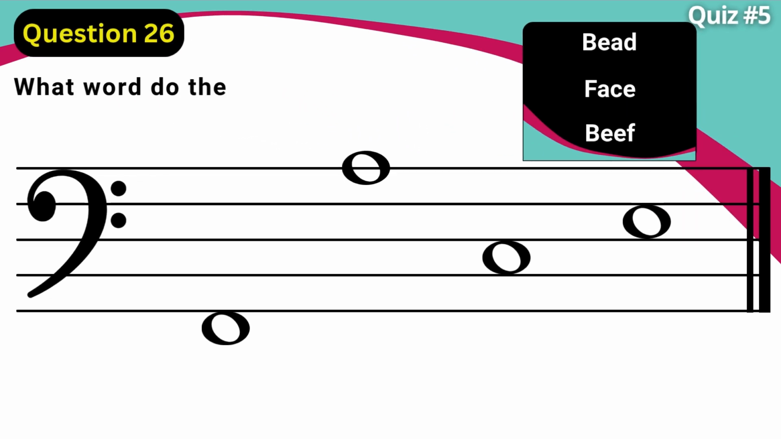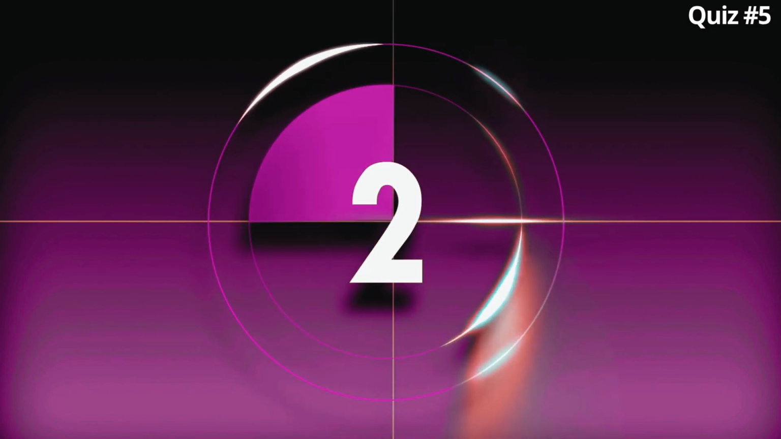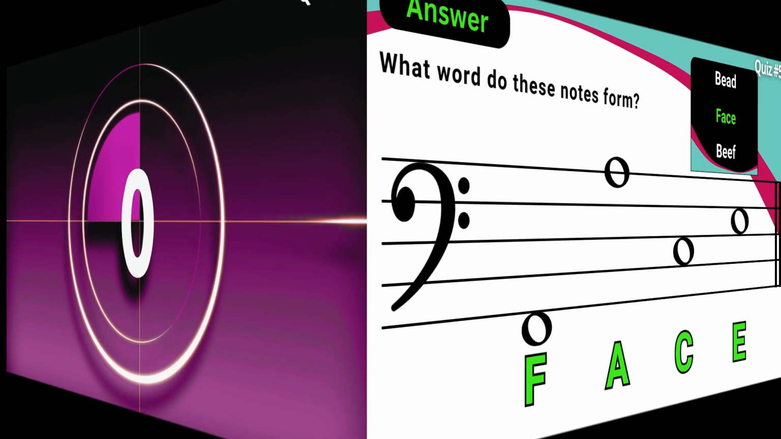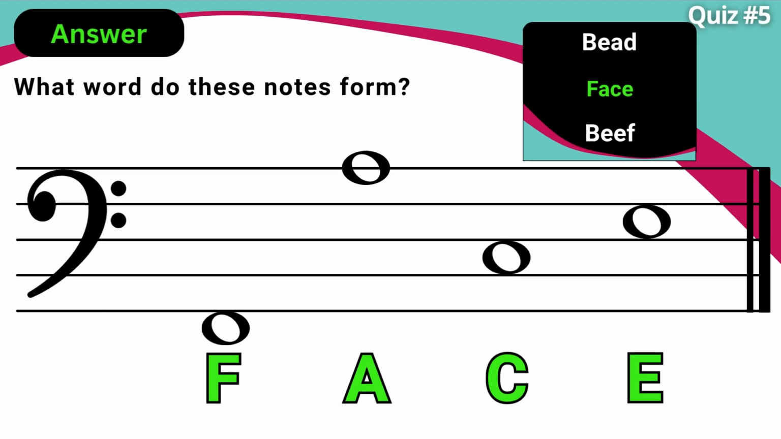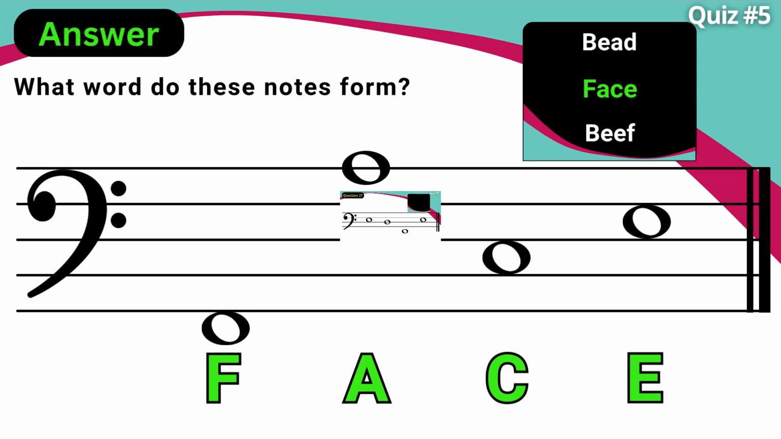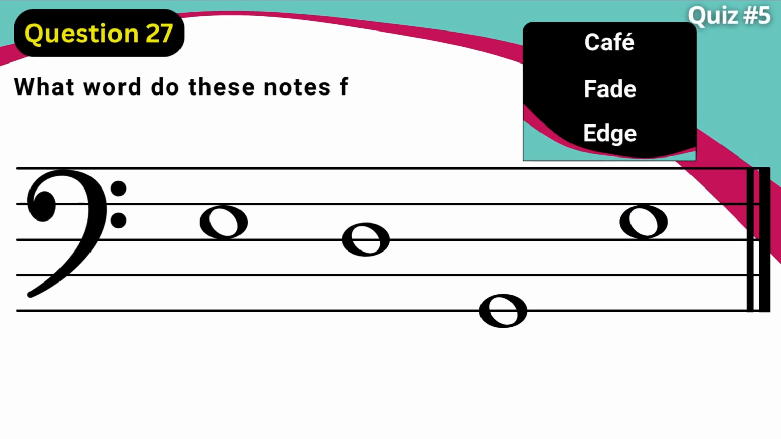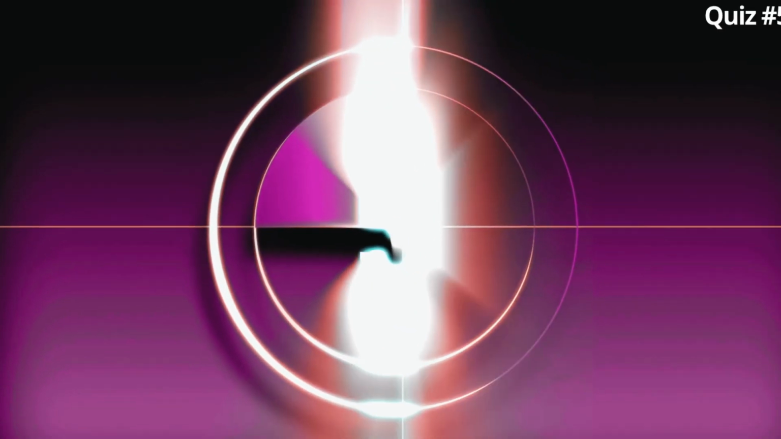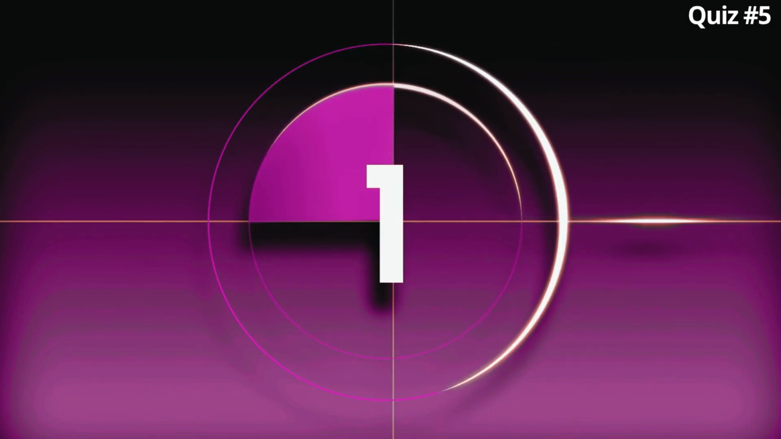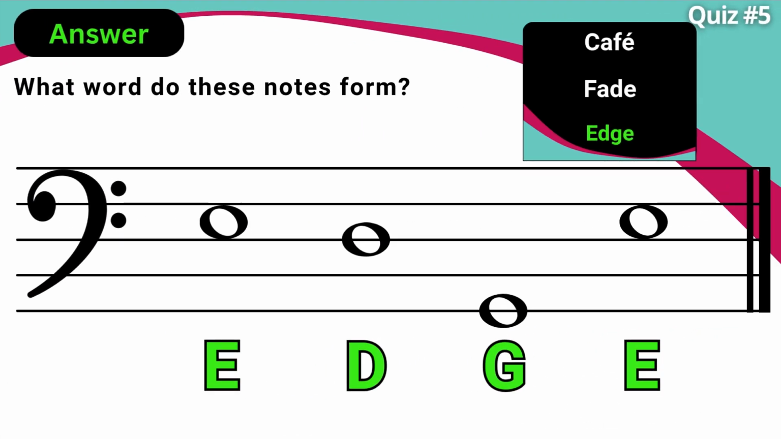Question 26. What word do these notes form? Bead, face, or beef? And the answer is face. And our last question for quiz number 5, question 27. What word do these notes form? Cafe, fade, or edge? And the answer is edge.